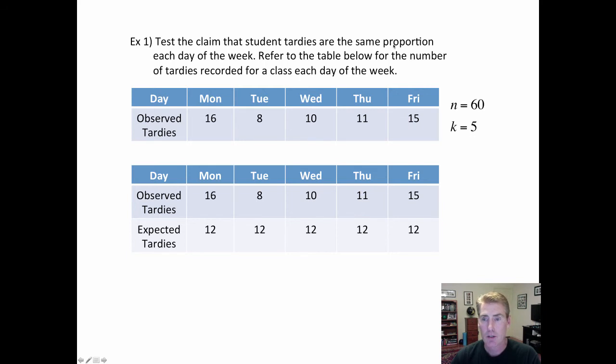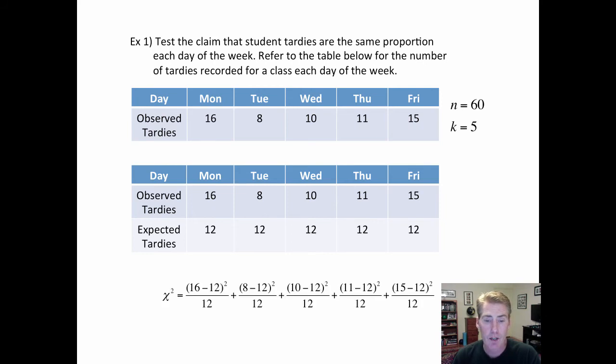The other way is, if they're the same proportion, well, 5 days a week would be 100% of the school week. Divide that by 5 is 20%, so each of these should be 20%. Well, it's 20% of 60 tardies, so if you take 20% of 60, you also get the number 12. So this is also coming from n times p, n times p, n times p. You get the same thing, 12 for each day.